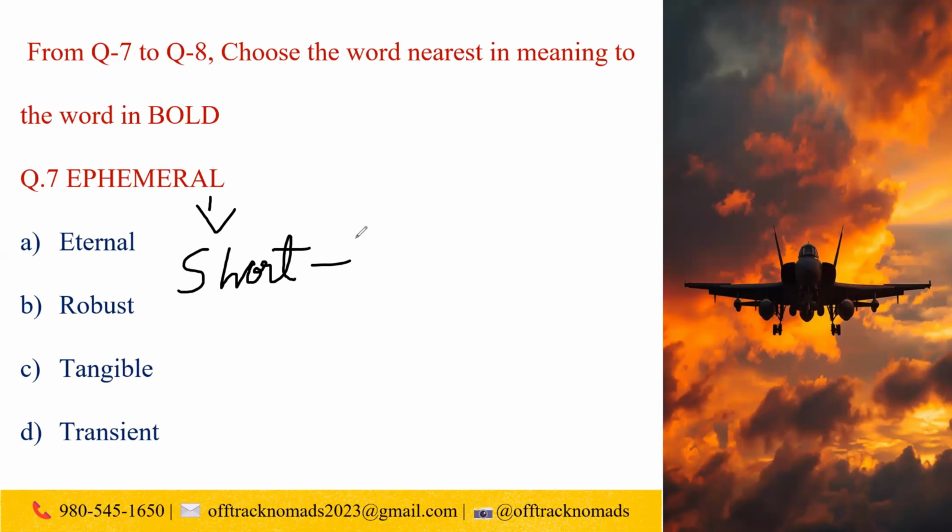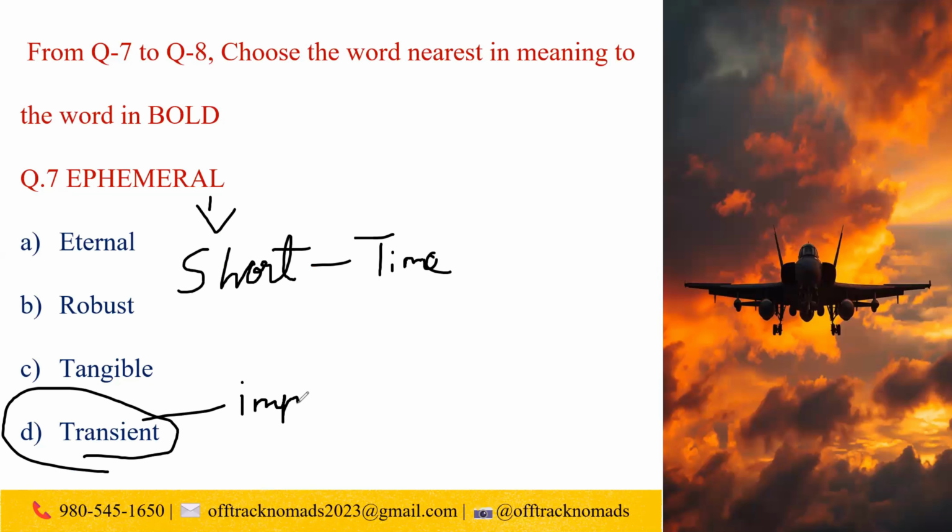Lasts for a very short duration of time. So what is the meaning? Transient. What is the meaning of transient? Impermanent or temporary. Please remember. What is tangible then? Think. It means something which can be touched.